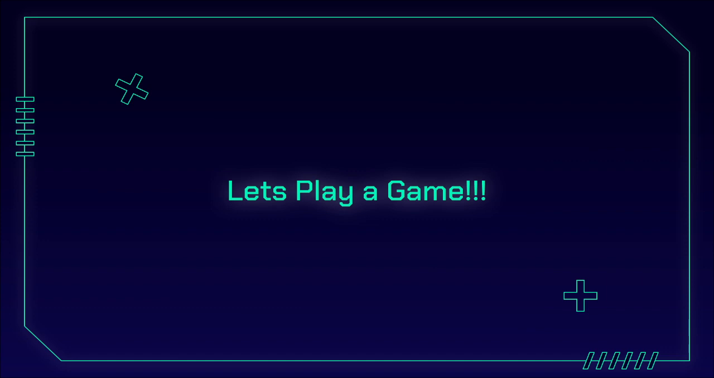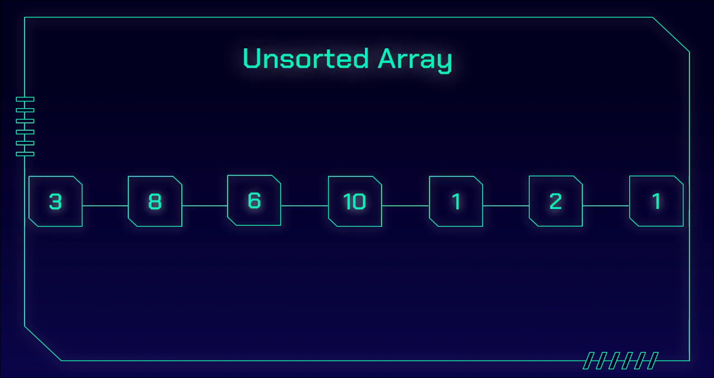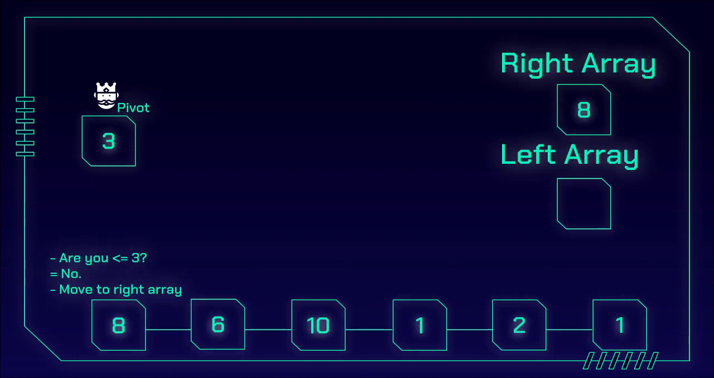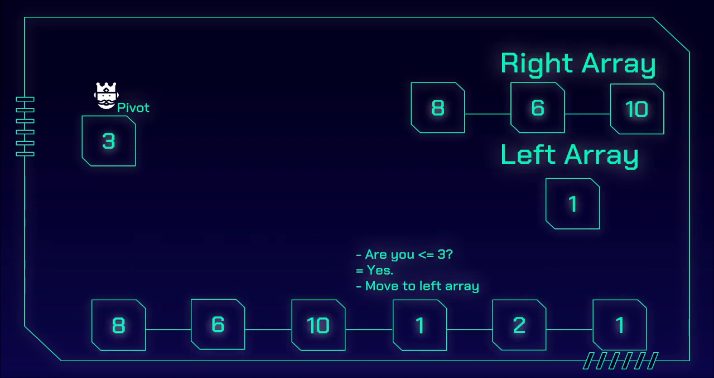Now the fun moment. Let's play a game to see how this algorithm works. Start with an array of 7 random unsorted values. Select the first element as a pivot and create two empty arrays, one for values less than or equal to 3 and the other for the rest.